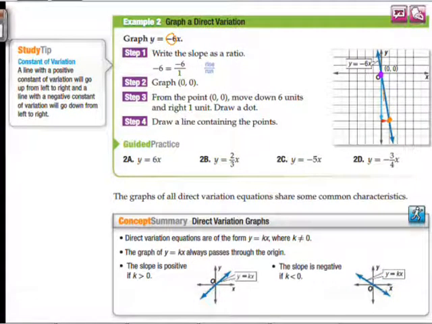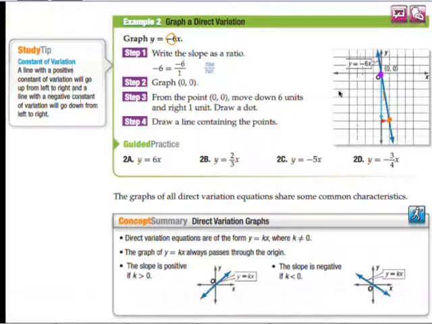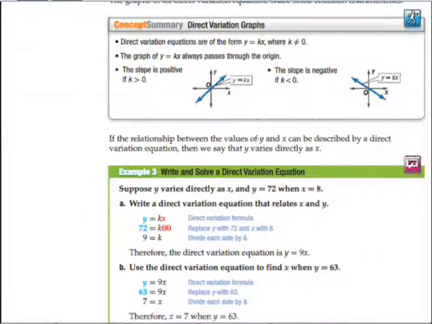All right, so let's take a look and see if your graphs match mine. Here's what I got. You'll notice each time I have a point at the origin, and then I use the slope to find the next point. So up 2 over 3, down 5 over 1, down 3 over 4. So there's my 4 lines. Okay, direct variation always goes through the origin.